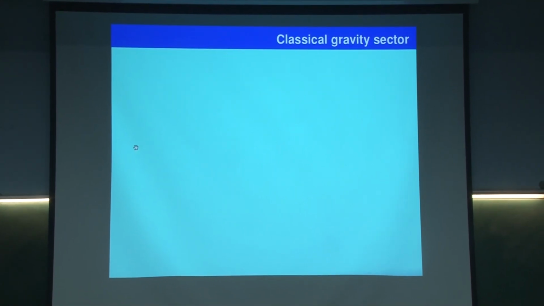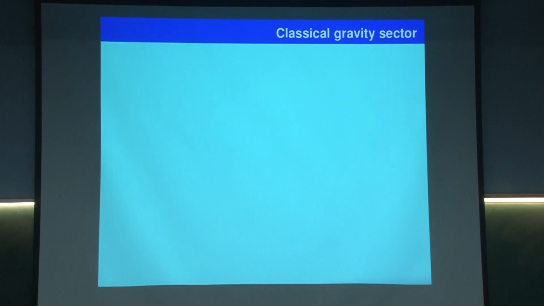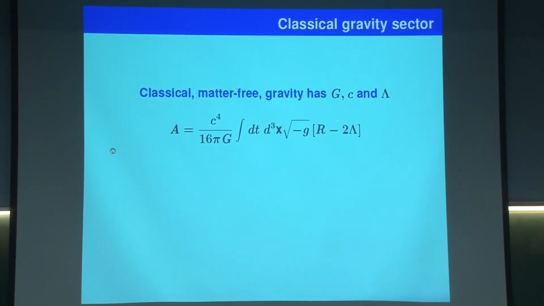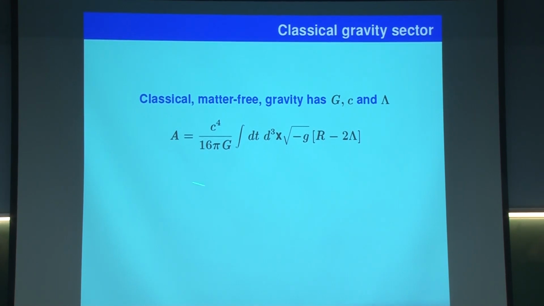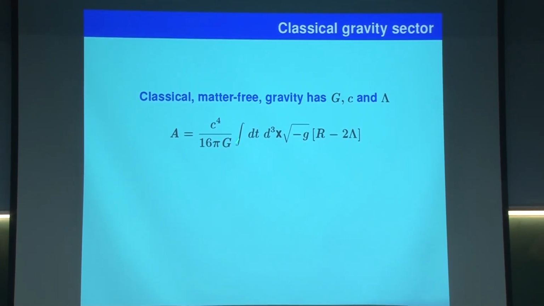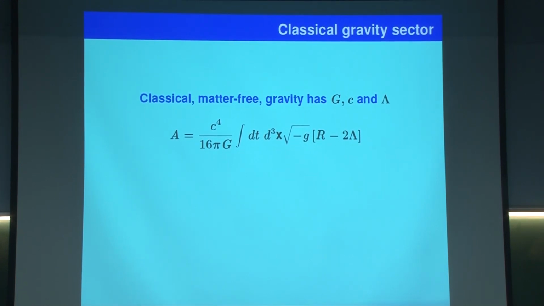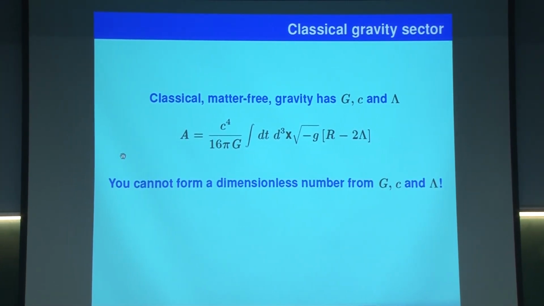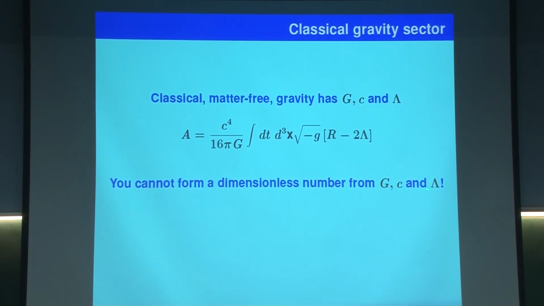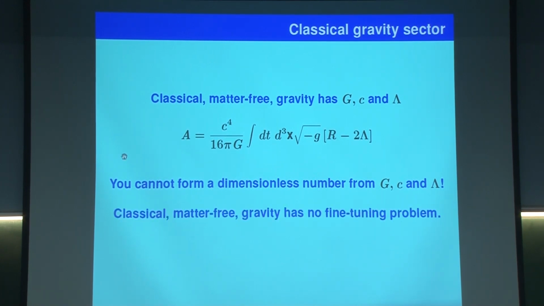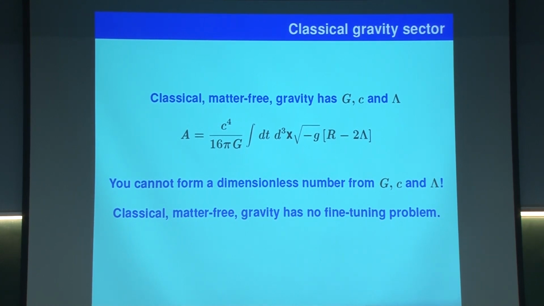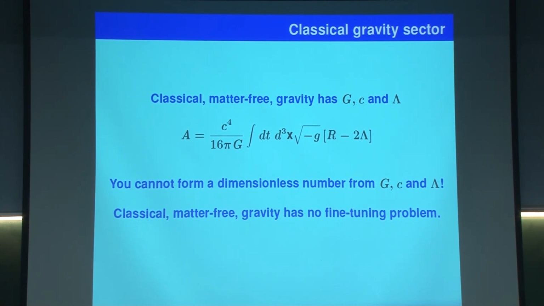Okay. Now let us again come back to the classical gravity sector. There is no h cross, and if you take the Lagrangian or the action, every constant has been put in here: c^4, G, R and lambda. I have told you in the very beginning, you cannot form a dimensionless number from G, c and lambda. You can check it out, that is not possible. So there is no point in asking what is the numerical value of lambda, the numerical value of G and all that. You can, but it doesn't make sense, it depends on the units you use. So in the classical matter-free gravity, there is no fine-tuning problem. Stress that it is matter free, I haven't added a matter Lagrangian here.